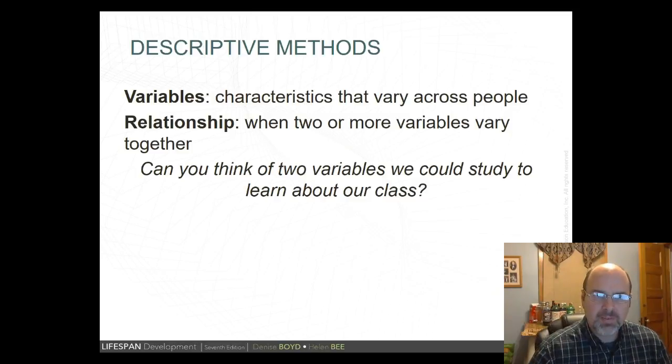So descriptive methods used in the scientific method: one is defining variables, and then trying to come up with a relationship. A variable could be like years of age. One variable can relate to another variable. For instance, years of age and memory decline. Is there a relationship?